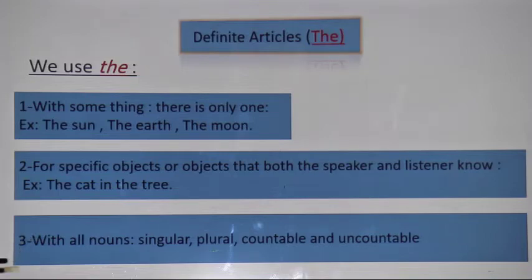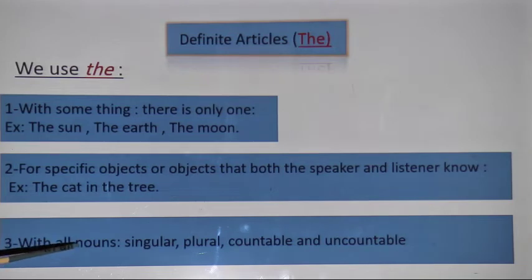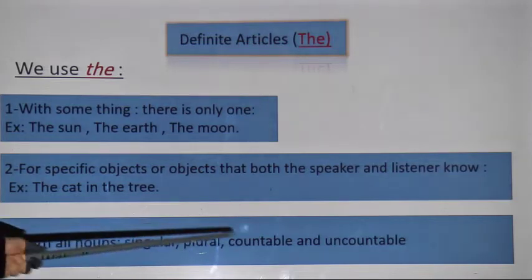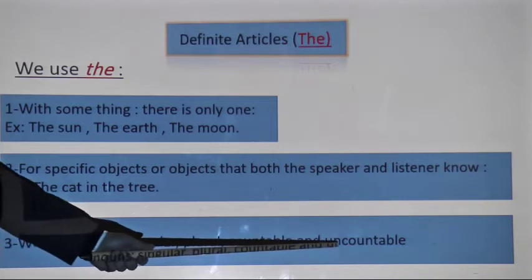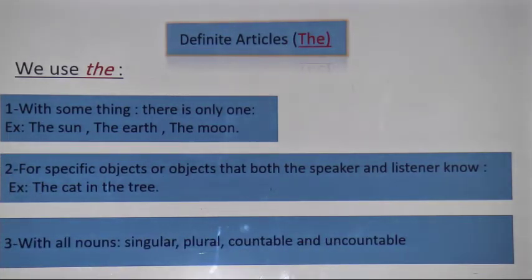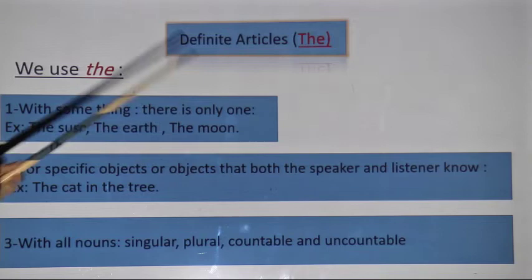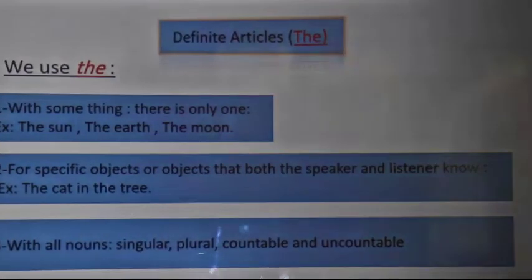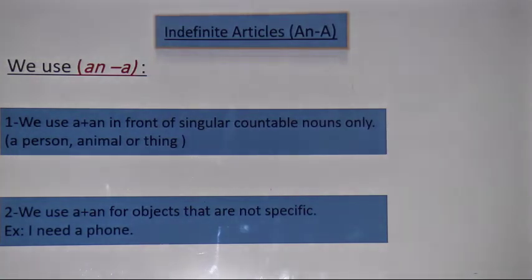The third, الاستخدام الثالث. With all nouns. تستخدم the مع كل الأسماء. Singular المفرد, the dog الكلب. Plural, the dogs الكلاب. Countable الاسم المعدود. And uncountable الاسم الغير معدود, like the rain المطر, the tea الشاي. Now we talked about three uses for the: first, with something there is only one; number two, for specific objects; three, with all nouns.